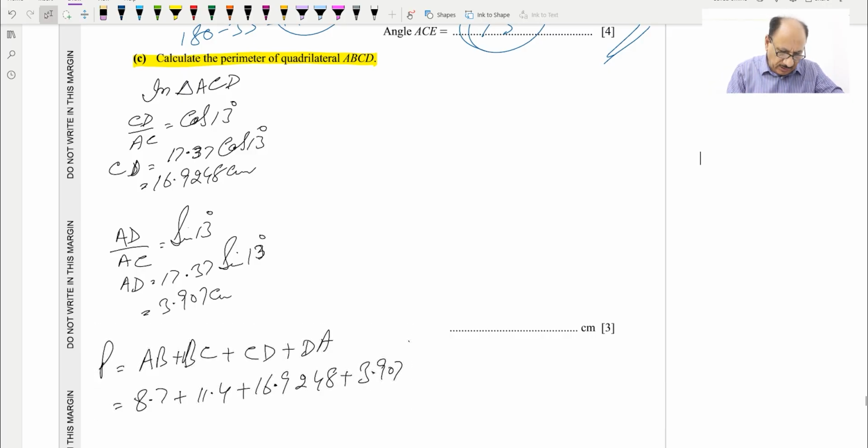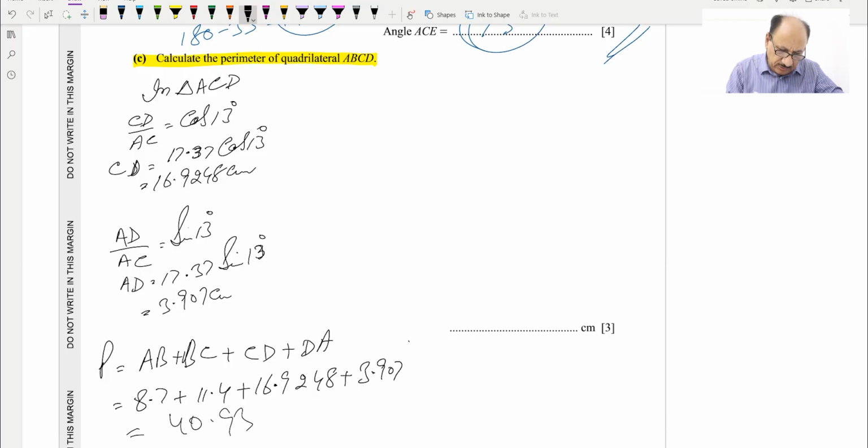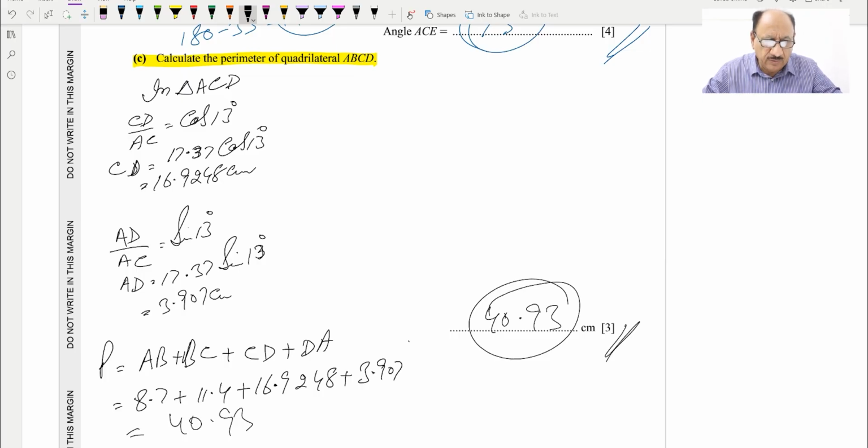Now we can add these all, so this will be 8.7 plus 11.4 plus 16.9248 plus 3.907, and this is resulting to 40.93, which will be the answer for 3 marks.